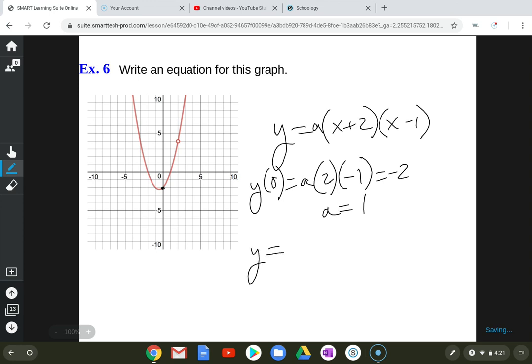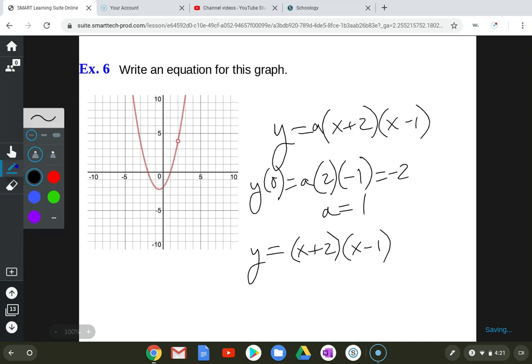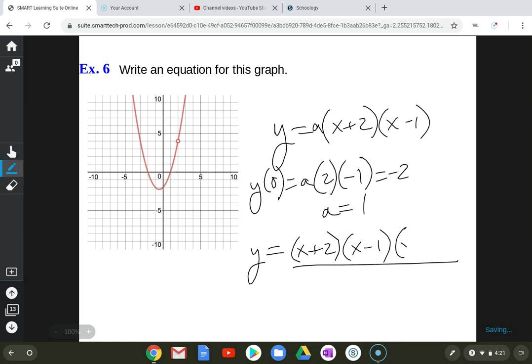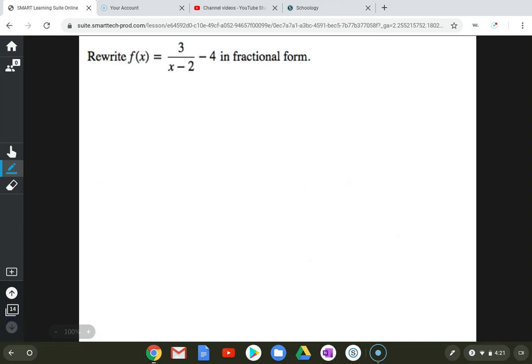So I'm down to y equals x plus 2 times x minus 1. And if this hole wasn't here, I'd be good. That would be the equation of my parabola, and life would be happy. But the hole is there. So how do I take care of the hole? Well, the hole is at x equals 2, which means I need to have an x minus 2 over an x minus 2. And now I've got my parabola with a hole at x equals 2.